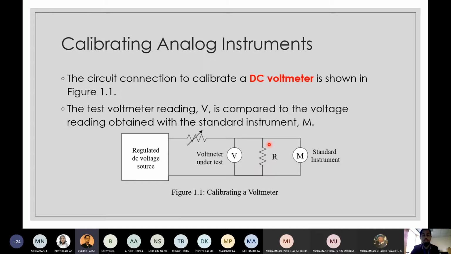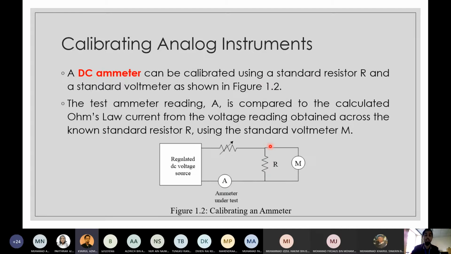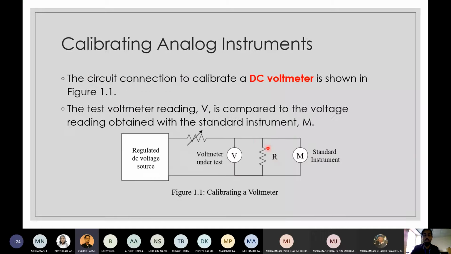Okay, and then we also have this resistor here. What is the purpose of this resistor? The purpose of the resistor is so that we can compare the voltage across. Because of the principle of parallel, the voltage across this meter, this resistor, and this meter should be the same voltage. So the reading should be the same. If the reading is not the same, then we can calibrate so that the voltmeter follows the standard reading.